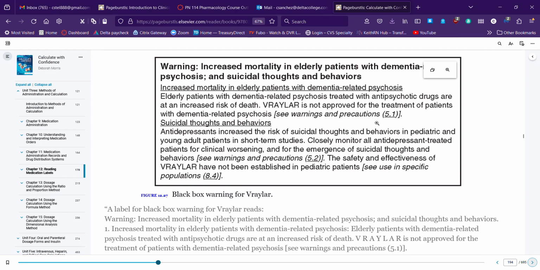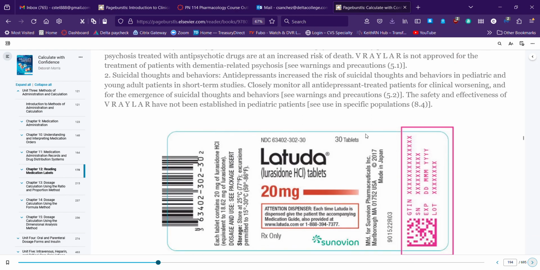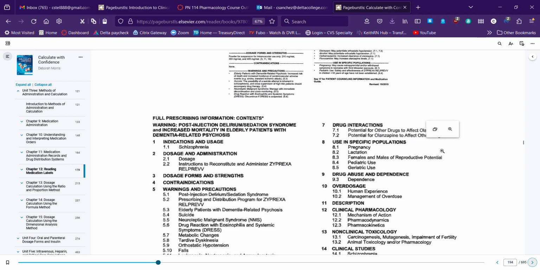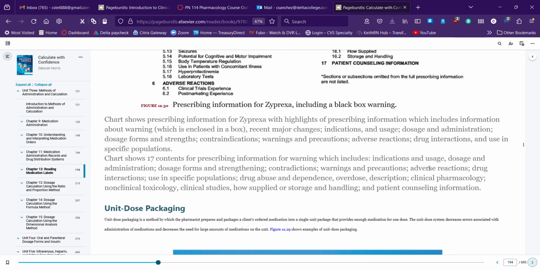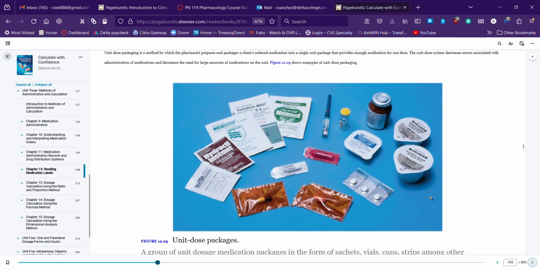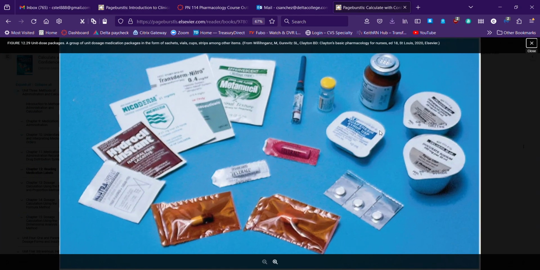Okay. All right, black box warnings, y'all. This is just letting you know that, hey, this drug can be pretty serious. It can cause death or severe adverse reactions when it's taken, so you want to monitor it closely. Okay, so anytime you have that black box warning, it just means it has some severe possible side effects.